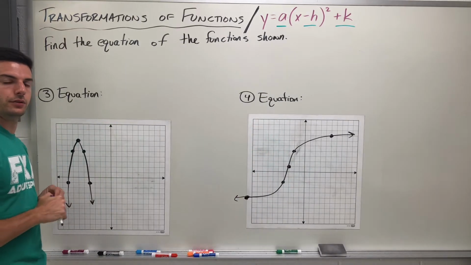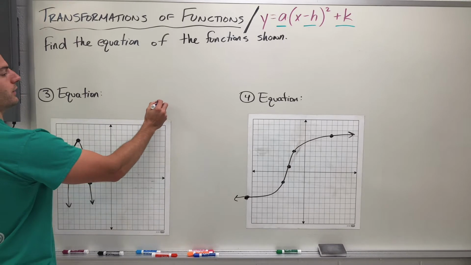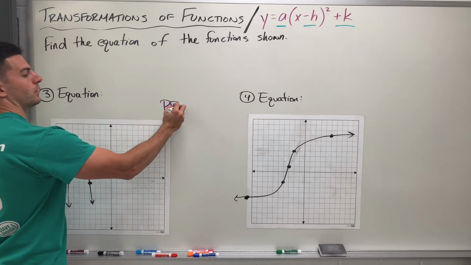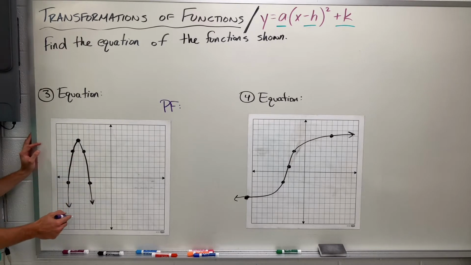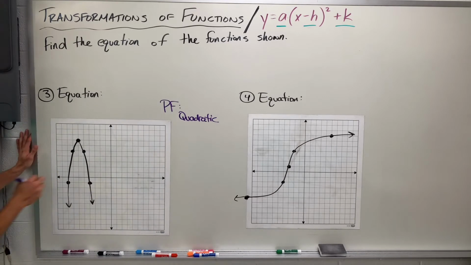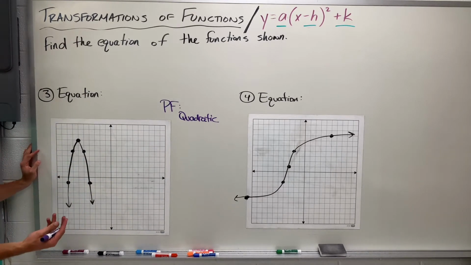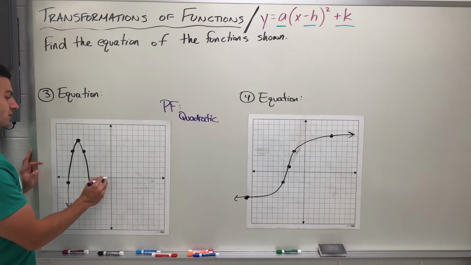All right, got 3 and 4. So number 3, we see it is this curve going down. The process is the same. What's the parent function here? I would say this is most similar to a quadratic, because quadratics have that parabola shape. This is pretty different from the original parent function, but we're going to see that this is just that with a lot of transformations in there.